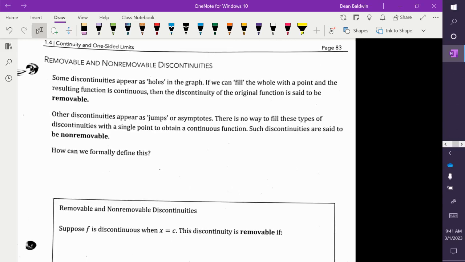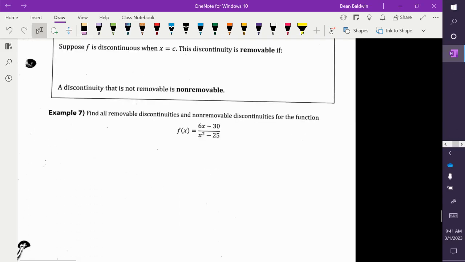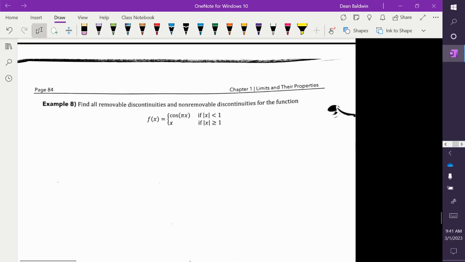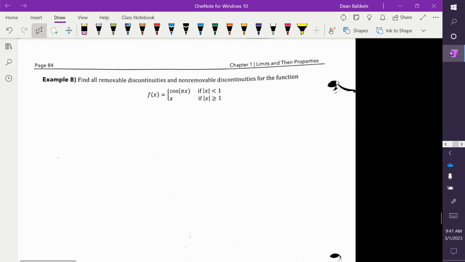We've done removable, non-removable. Ooh, this is a good one. So when you have trig, everybody loves trig. Find all removable discontinuities and non-removable discontinuities of the function. Look, there's only one point you have to worry about here. One, right? Okay. Tell me if it's removable or non-removable. Go. Remember, you don't have a calculator. You do have the graphs.